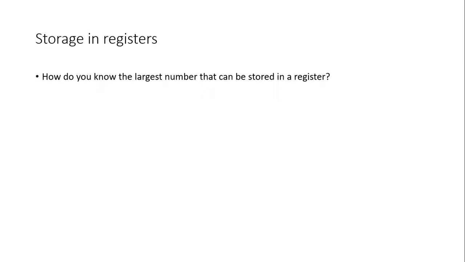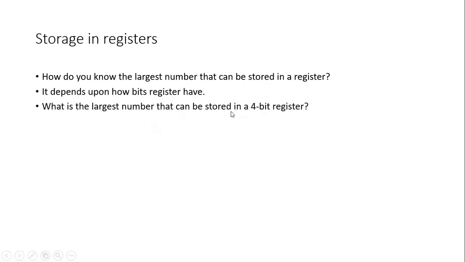Storage in registers is a mathematical process. So how do you know the largest number that can be stored in a register? Well, it depends on the number of bits. If a register is a 4-bit register, the largest number that can be stored is calculated using this reasoning. So we have 2 to the power number of bits, which here is 4. So 2 to the power 4, and then we minus 1. So 16 minus 1, 15. So 15 is the largest number that can be stored in a 4-bit register.